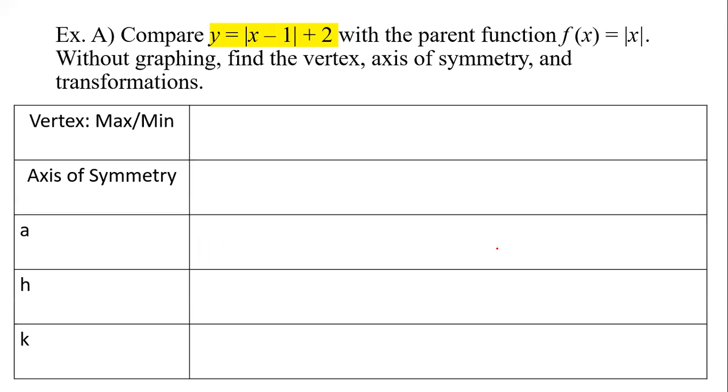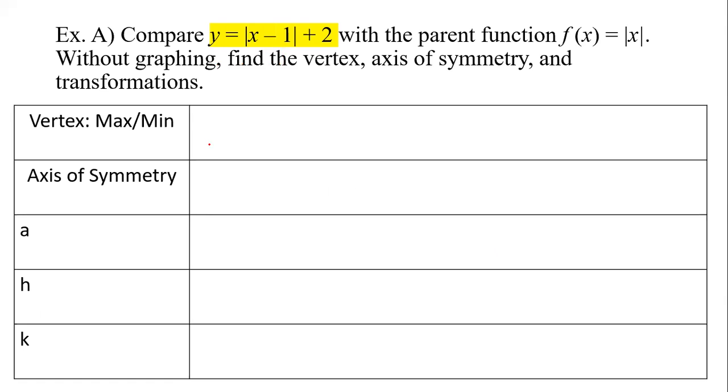So here we have the parent function. We're going to compare it to y equals absolute value of x minus 1 plus 2. So we're going to compare this to our parent function. The first thing we're going to do is figure out what the vertex is. So we're going to find the vertex.